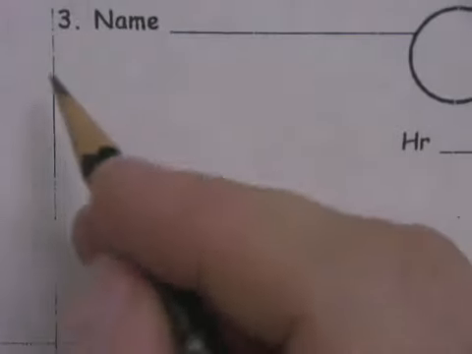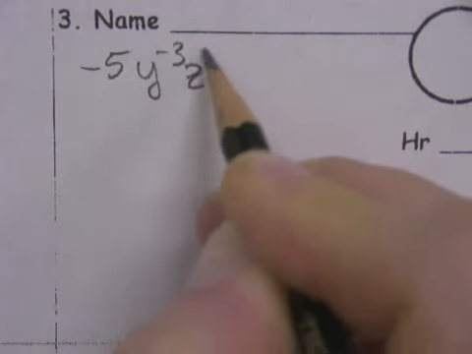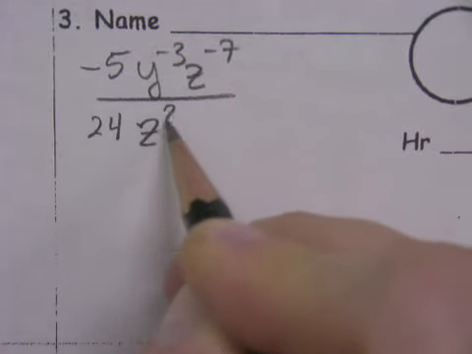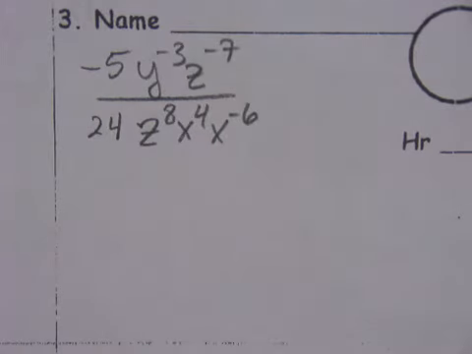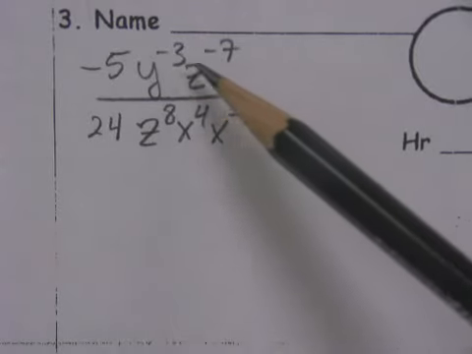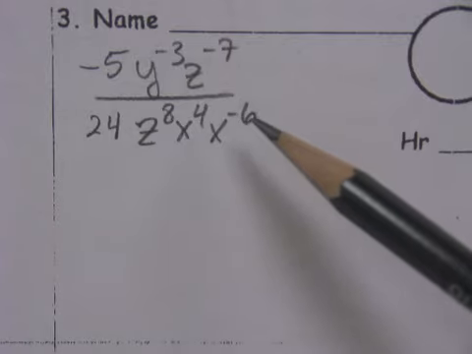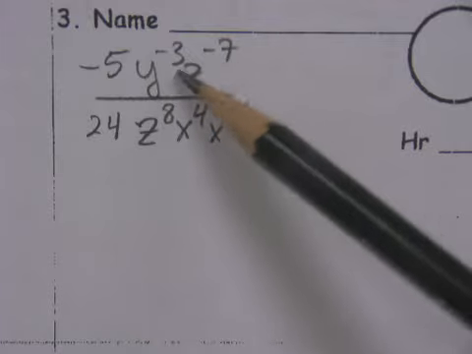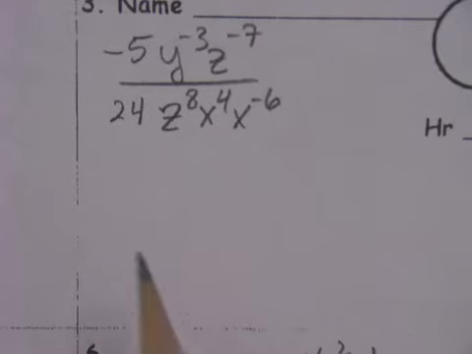So number 3. So you have negative 5, y to the negative 3, z to the negative 7, over 24, z to the 8th, x to the 4th, x to the negative sixth. Okay. So what do we've got? I've got some negative exponents on the top, and I've got a negative exponent on the bottom. I think the first thing, this is what I think most of you do, is move all the negative exponents. So let's move these two downstairs. Let's move this guy upstairs. Let's do that first.